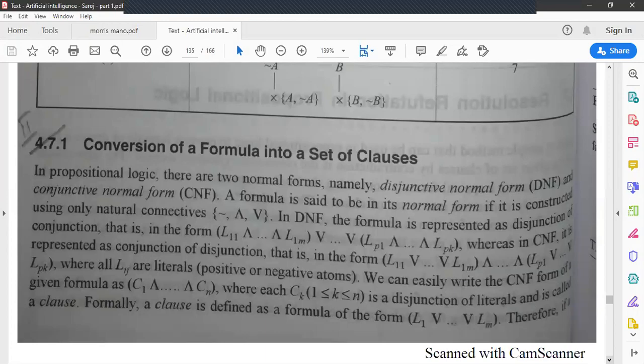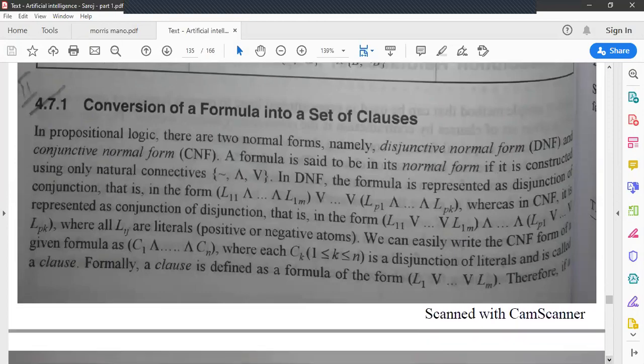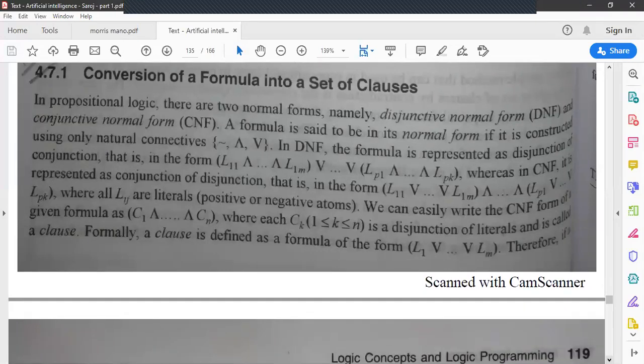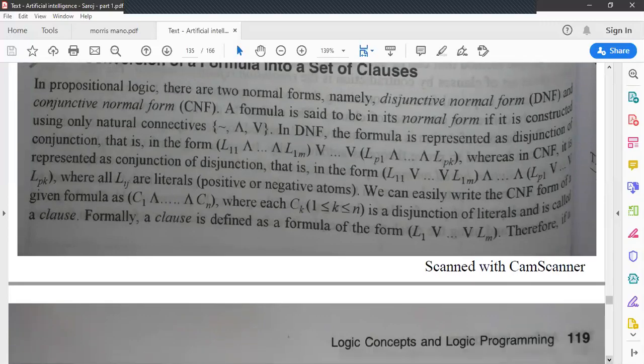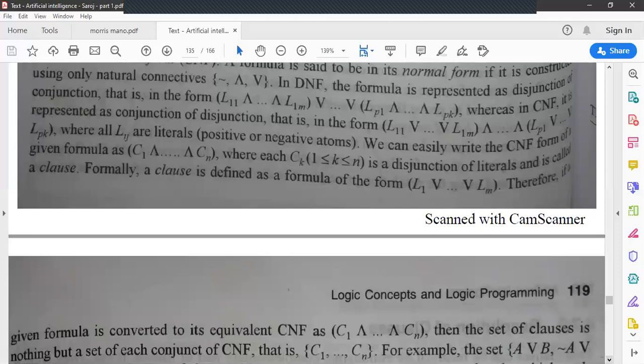As you know, in propositional logic there are two normal forms, disjunctive normal form and conjunctive normal form, and these normal forms are constructed using three logical connectives, which are not, and, or. In DNF, disjunctive normal form, internally it is connected by and, the terms will be connected by or. Whereas in CNF, which is conjunctive normal form, you have the other way.